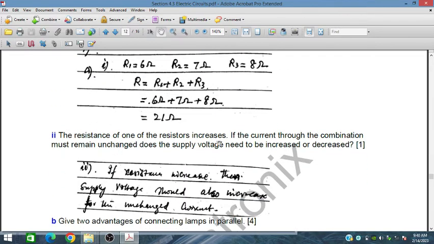The resistance of one of the resistors increases. If the current flowing through the combination must remain unchanged, does the supply voltage need to be increased or decreased? So if resistance increases, the current will decrease. In order to maintain the current, the supply voltage has to increase accordingly. If the resistance increases, the supply voltage should also increase for unchanged current.